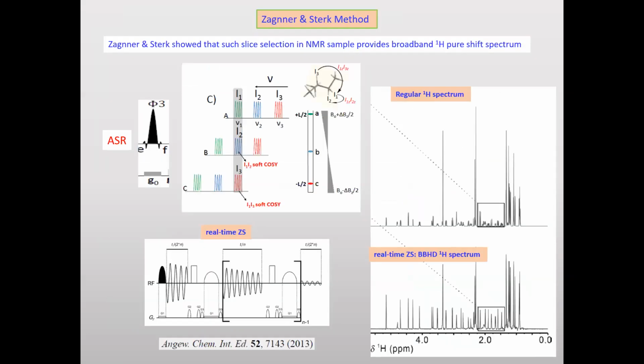slide. So this is the Zangger and Sterk method, and this is the pulse sequence for the real-time Zangger and Sterk. On the right side, you can see the broadband homonuclear decoupled proton spectrum, and at the top of that is the regular proton spectrum. The multiplets very nicely collapse into singlets. Next.